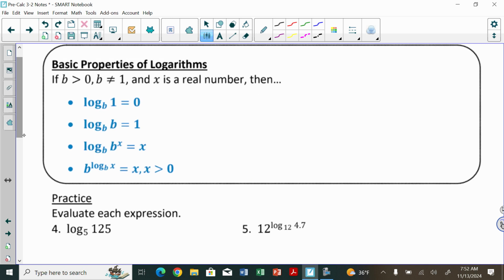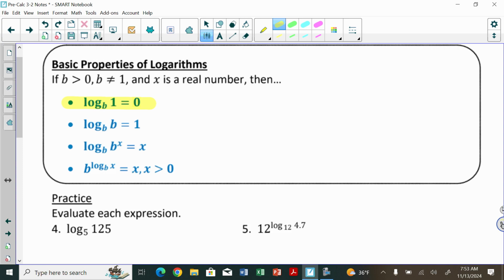So, a couple things to keep in mind here. I know you have to write these down, so pause, do whatever you need to do. But again, if we have b greater than 0, and b is not equal to 1, because that's going to just change our answers to 1, 0 every time, and x is a real number, then we know that these things are true. Log base b of 1 equals 0.